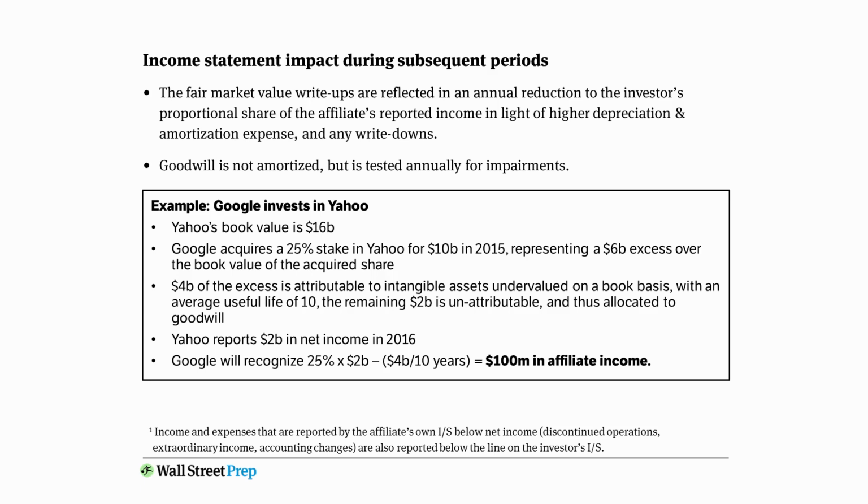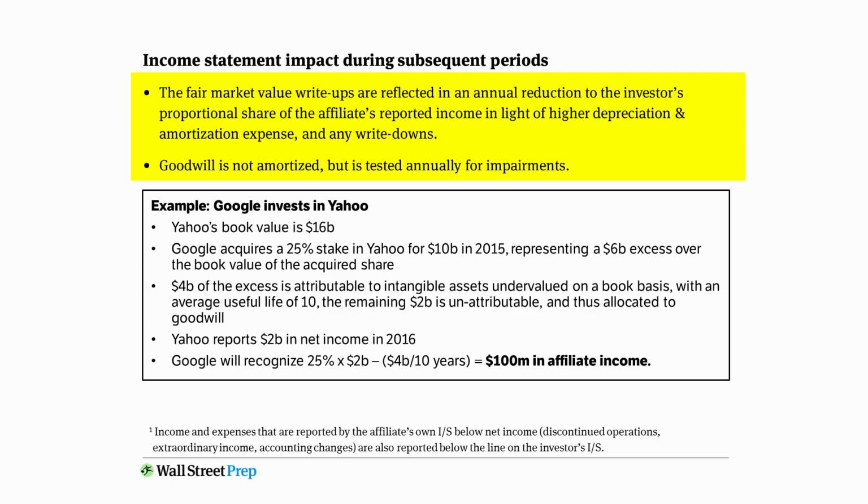Now, what's interesting is what happens during subsequent periods. During subsequent periods on the income statement, since you've paid more than book value and allocated that to individual assets of the affiliate, the fair market value write-ups of those assets are reflected in an annual reduction to the investor's proportional share of the affiliate's reported net income, in light of the higher depreciation and amortization expense associated with those written-up assets. Goodwill, of course, is not amortized, but is tested annually for impairment.